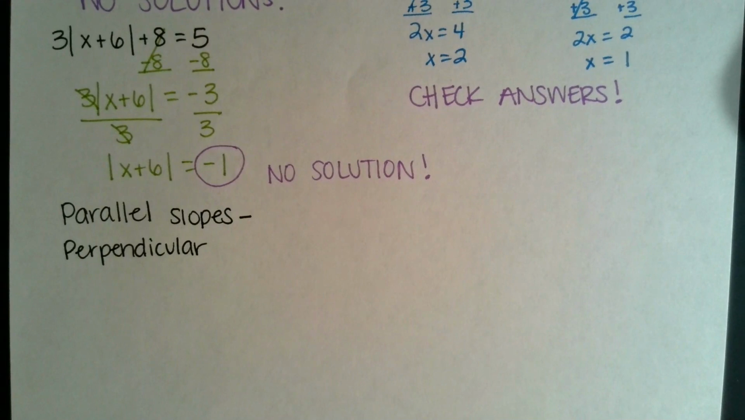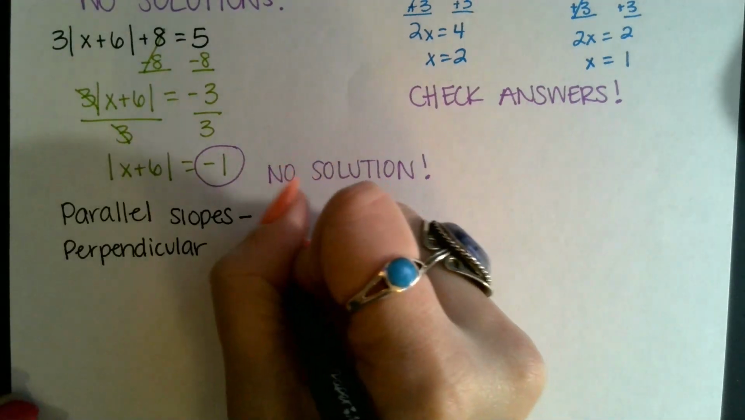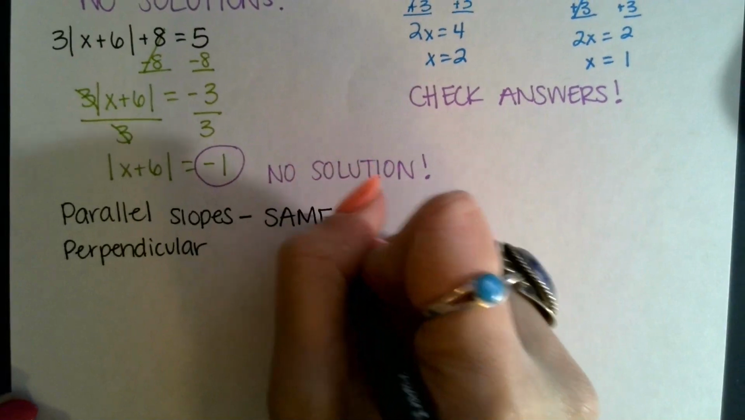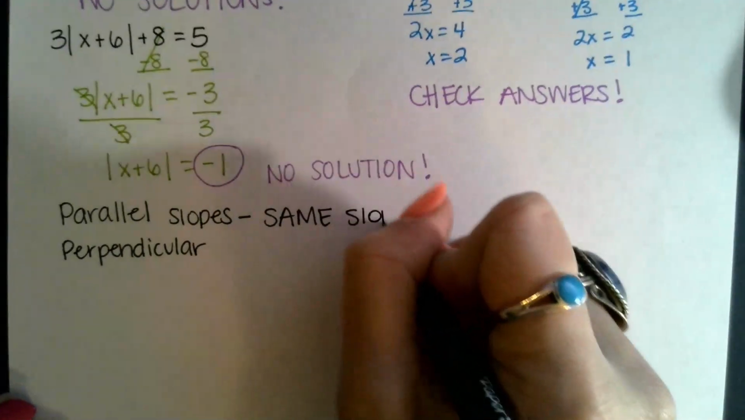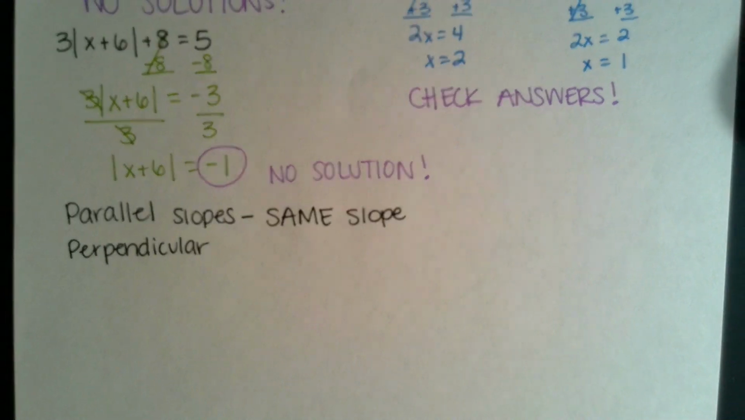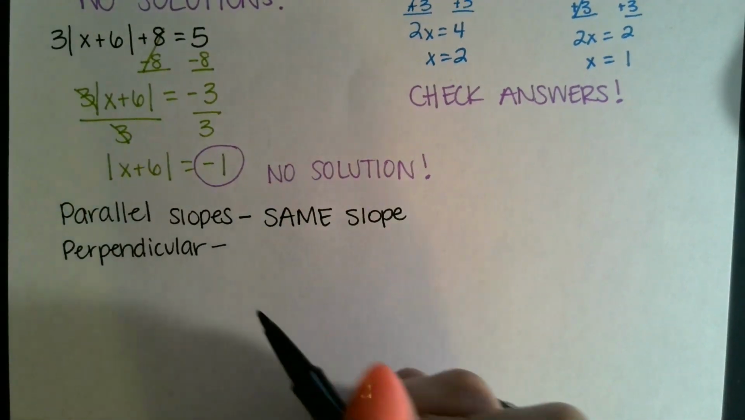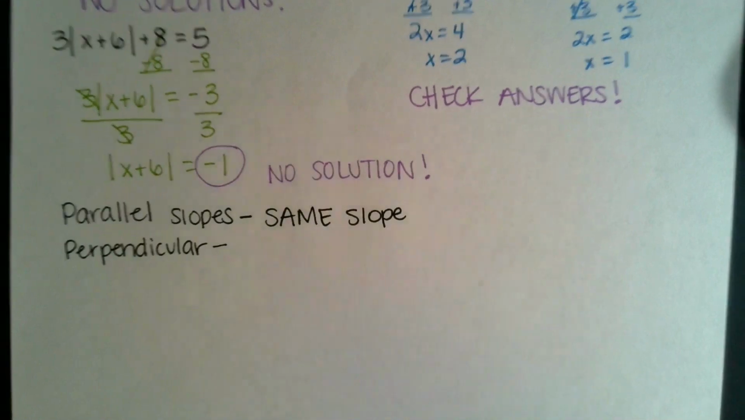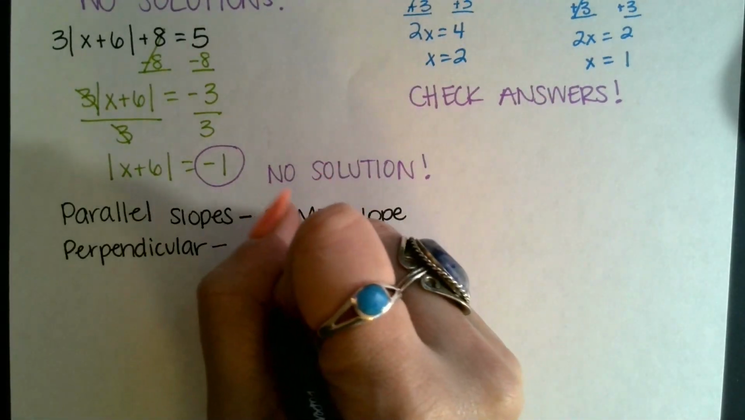Slopes of parallel lines are what? Somebody said it. Yeah, the parallel lines look like that. They have the same slope. Parallel lines have the same slope. What about perpendicular lines? Reciprocal. Almost. You're half right. Opposite reciprocal. Yep, opposite reciprocal.